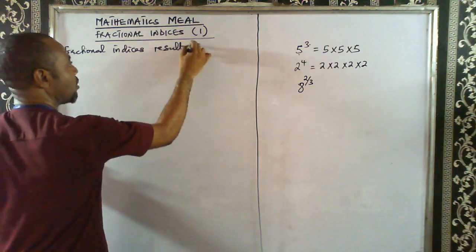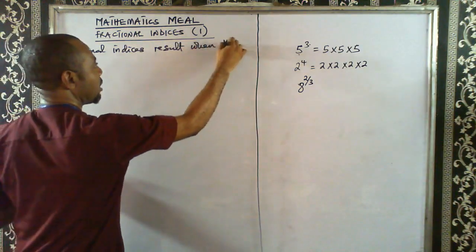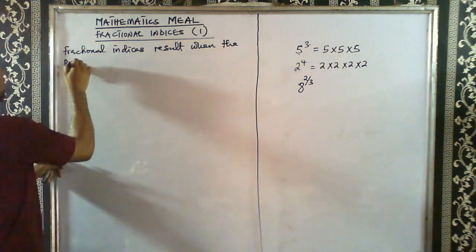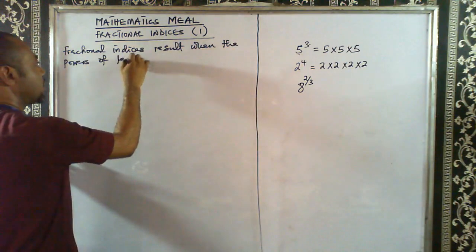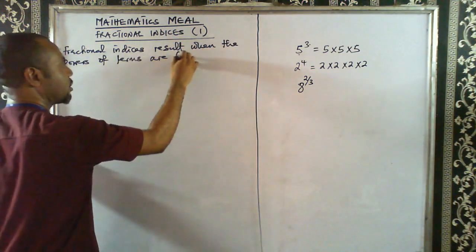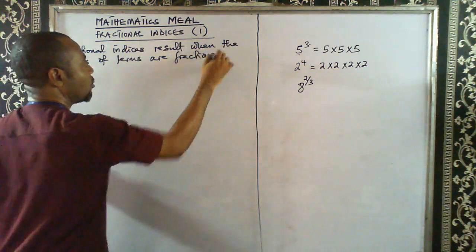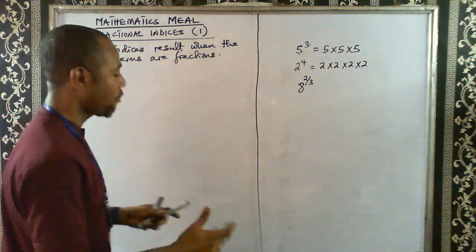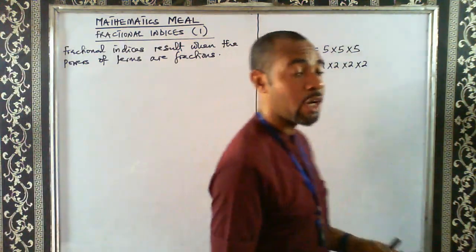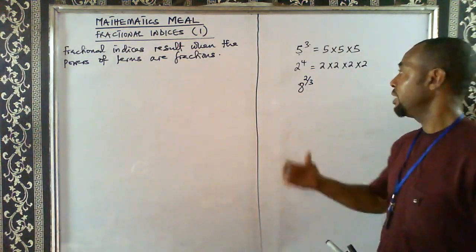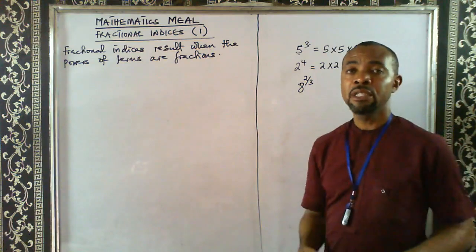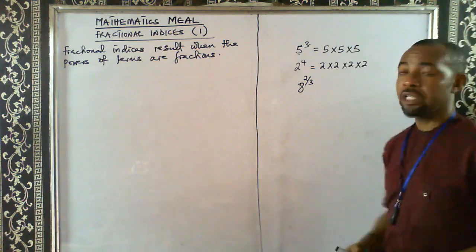result when the powers of terms are fractions. So when the powers of terms are fractions, we are going to have fractional indices. So anytime the power of a term is a fraction, then we can talk about fractional indices.